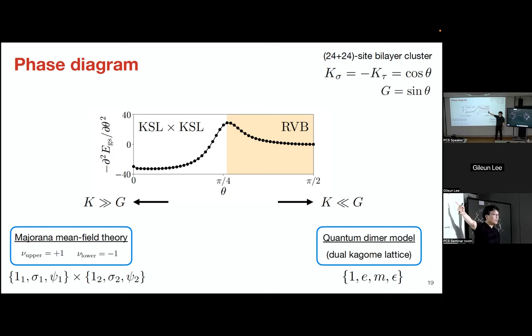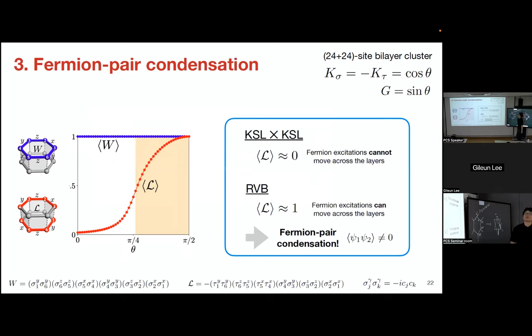So I confirm that from exact diagonalization. Maybe this is the most important region. To check that scenario, I consider this L operator. This is basically a product of Kitaev bond interactions along this half hexagon on the upper layer and the half hexagon on the lower layer. It's given by this expression. So we have a three tau type interaction, three sigma type interaction. Is it gauge invariant? Yes, gauge invariant, because it is written in terms of spin, so it must be physical and gauge invariant. It's not fermionic.